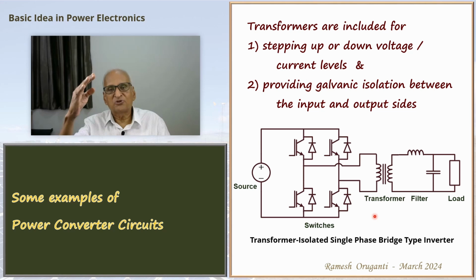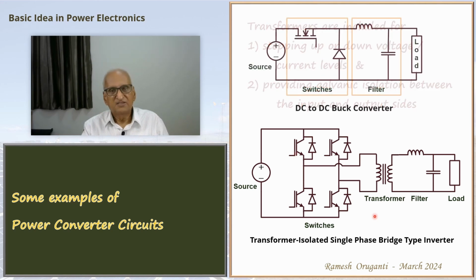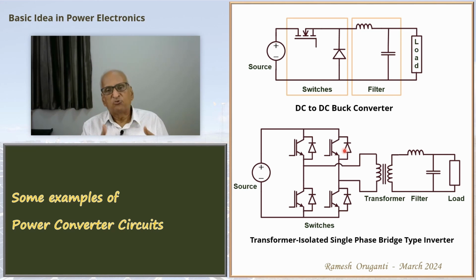Transformers are used to step up or step down the voltage or current levels. These switches are insulated gate bipolar transistor, that is IGBT, used together with a power diode. This is also a very popular circuit for producing AC output voltage from DC input voltage. It can control both the quality of the AC output voltage and also the magnitude of the output voltage. So you can see, using certain basic components like semiconductor switches, diodes, transformers, inductors, capacitors, a variety of configurations are possible to achieve different functionalities.